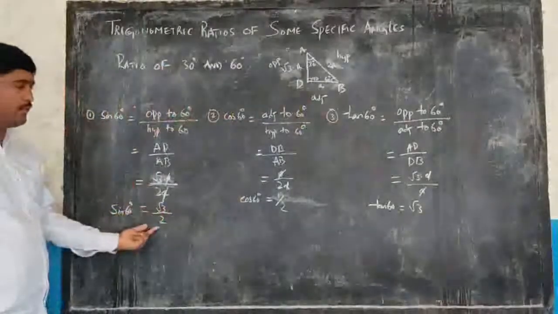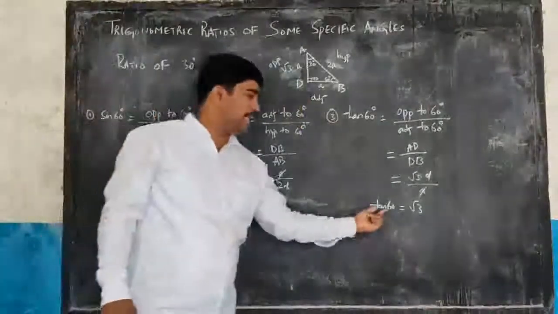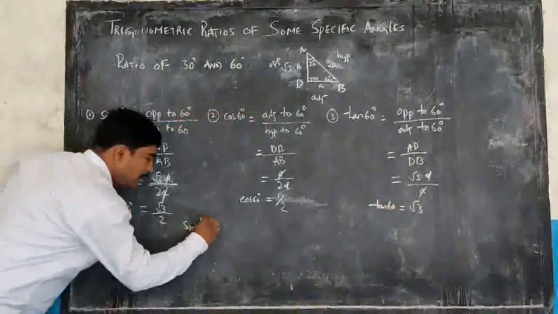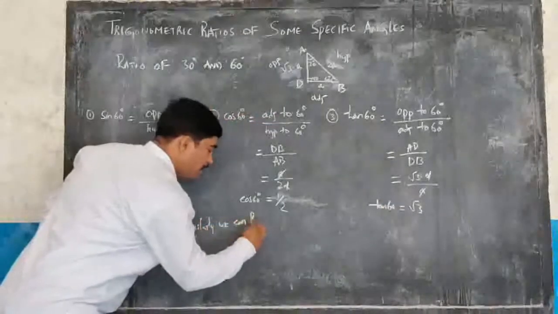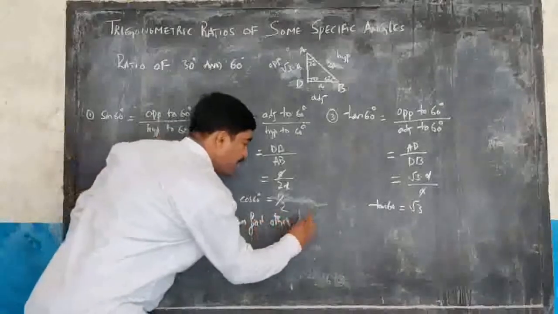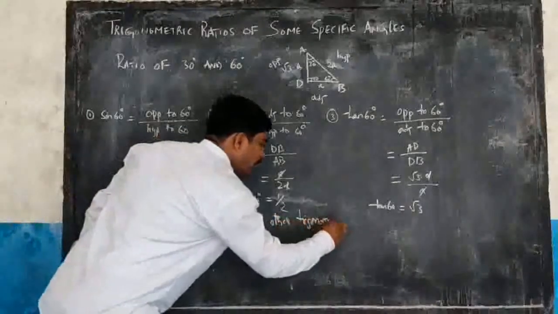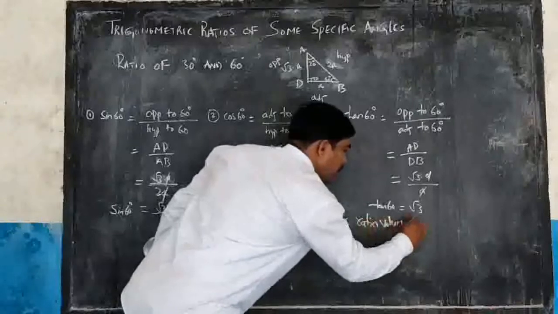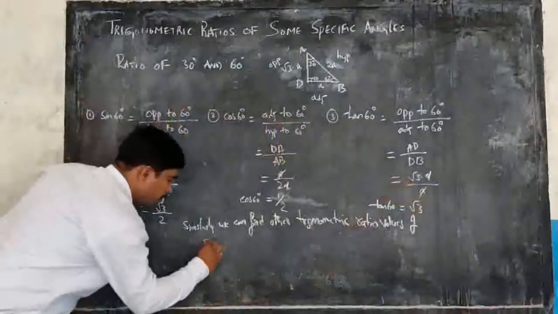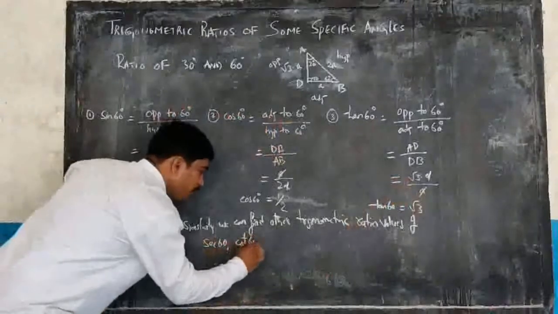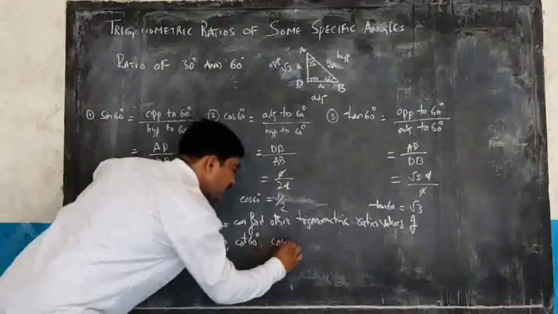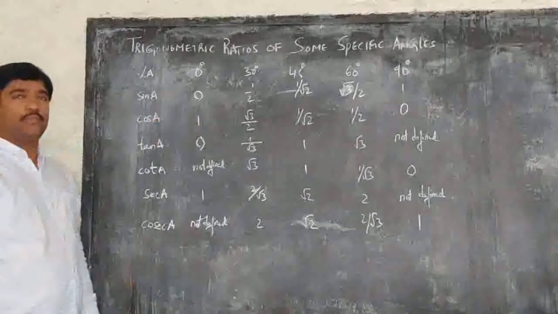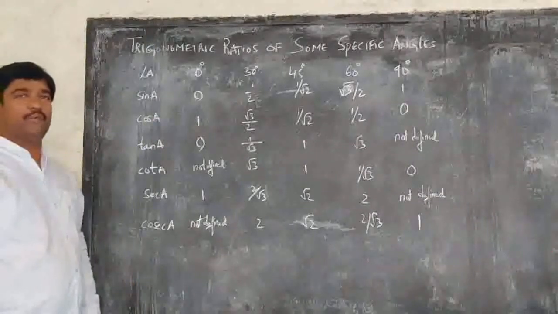Sin 60 is nothing but root 3 by 2, cos 60 is nothing but 1 by 2, and tan 60 is nothing but root 3. Now similarly we can find the other trigonometric ratio values. What are the remaining? Secant 60, cot 60 and cosec 60. Now find the values of this one. All the trigonometric values of some specific values.